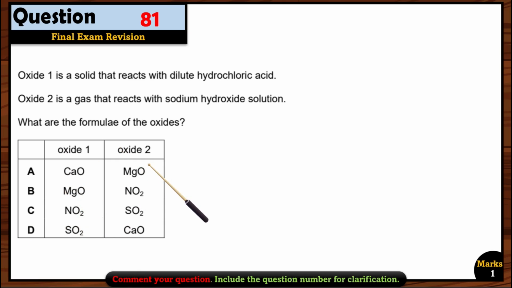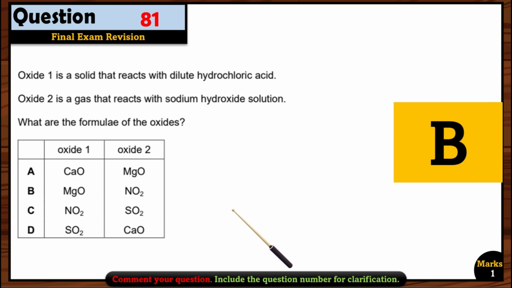Now let's see for oxide 2. If you see here, it's reacting with a base. So it should be acidic in nature. Magnesium oxide is basic. So it means nitrogen dioxide. This option is right because nitrogen dioxide is acidic in nature. Option B is correct.